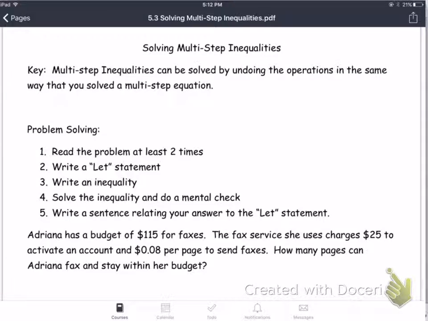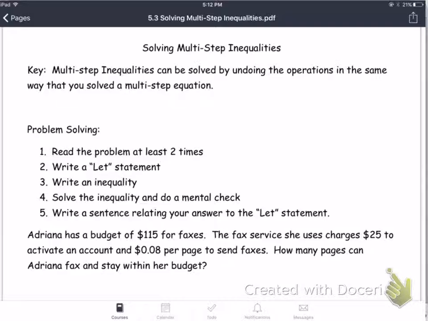Hello, class. We are continuing on with Chapter 5, Section 3. Now that we've already done the basic adding, subtracting, multiplying, dividing one-step inequalities, we're going to just be doing multi-step inequalities. And so that's going to be our objective today.